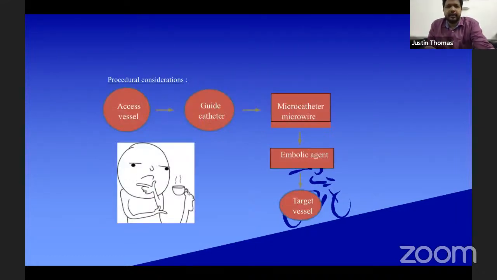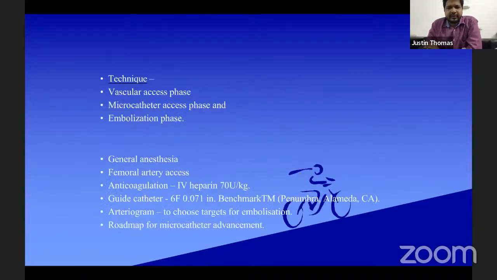What we do in AVM embolization is access the vessel with a guide catheter and a microcatheter which is compatible with either DMSO or cyanoacrylate, whichever is selected, and the desired embolic agent is injected into the target vessel. The intervention can be divided into the access phase, the microcatheter access phase, and the final embolization phase.